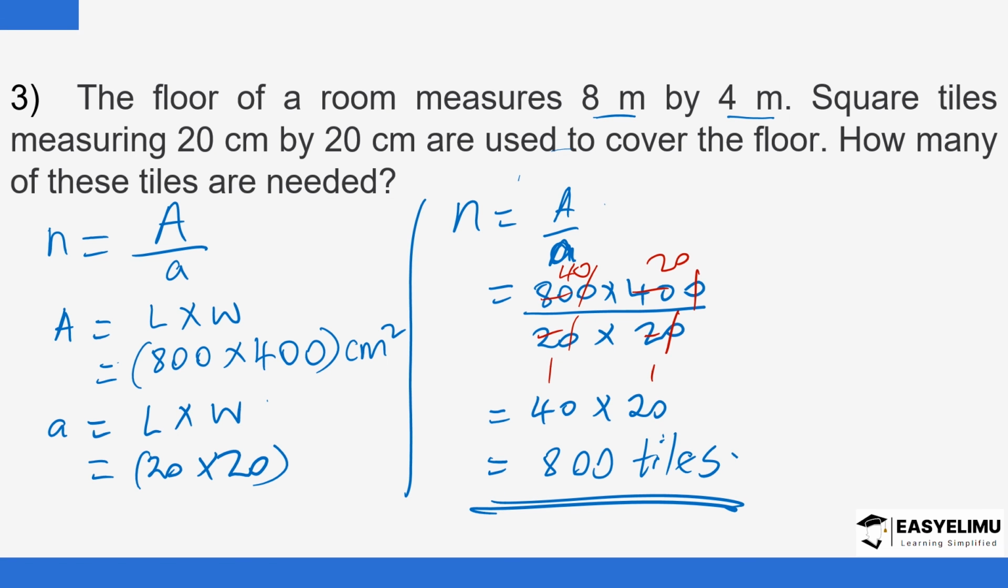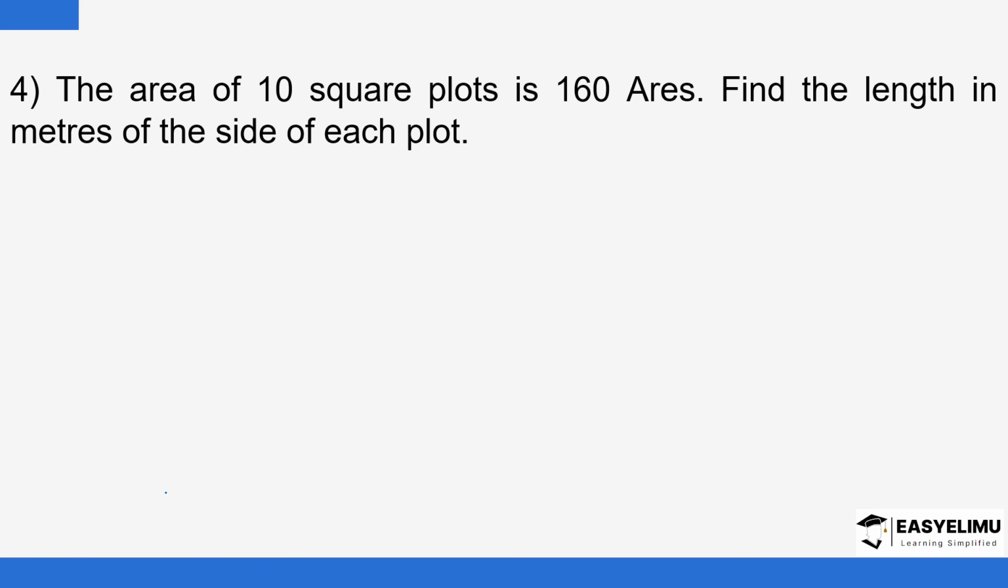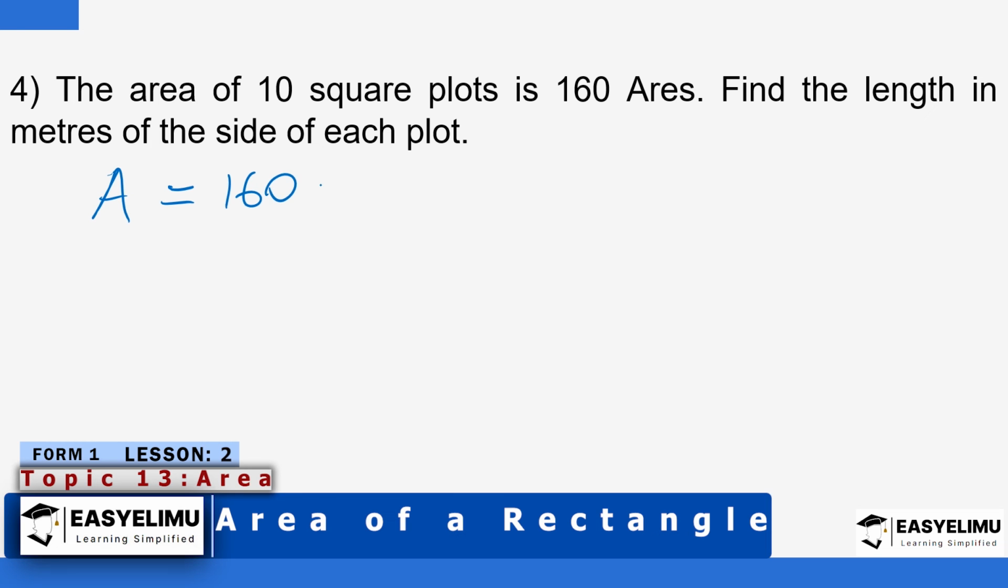So that is how you go about that. And our final example is here. We have an area of 10 square plots. We have square plots, and then there are 10 of them, and the total area of all this is 160 ares. Find the length in meters of each side of each plot. So we will try to find the total area, which is equal to 160.